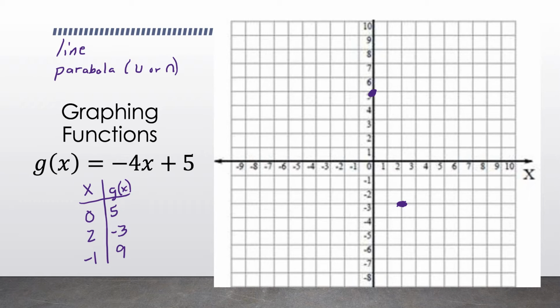And for the last one, we have negative 1, 9. So I'm going to find negative 1 on the x-axis. Because the 9 is positive, I'll go up 9. So 1, 2, 3, 4, 5, 6, 7, 8, 9, and we'll place our point there. Now looking at our 3 points, it does appear that these points line up in a straight line. So I'm going to go ahead and draw my graph by connecting those 3 points.